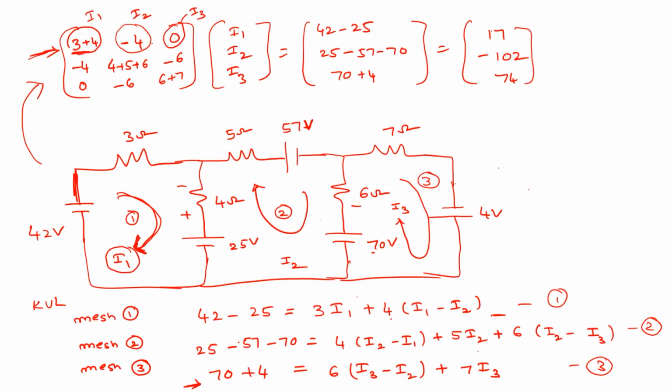So these are I1 related terms. Which are the currents that are flowing? This is 3, 4, right? So these are the self resistances of this mesh. Agree?